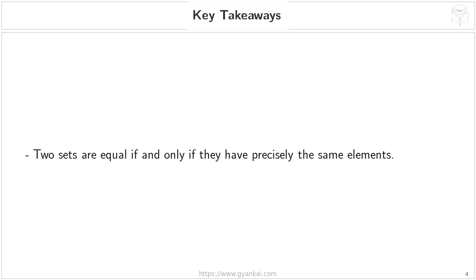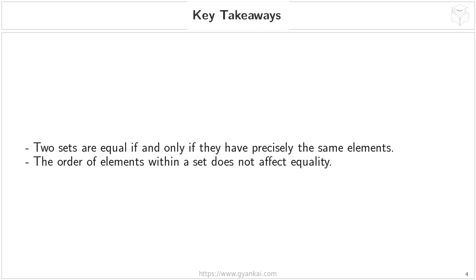Firstly, it states that two sets are equal if and only if they have precisely the same elements. What does if and only if mean? It means both conditions must be true for the sets to be equal. They can't be missing any elements, and they can't have any extra elements. Think of it like a perfect match. Every single item needs to be accounted for in both groups.